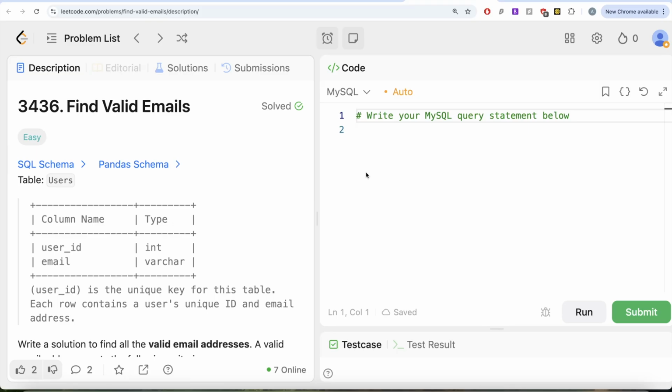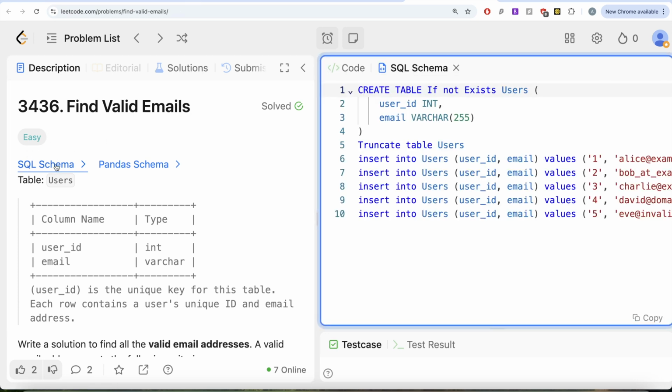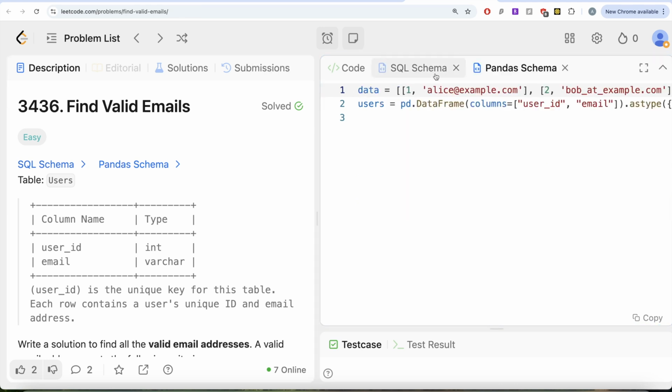This channel, Invalid Science, is all about trying to learn various concepts of data science by practicing a lot of questions. In this video, we are going to solve this question on LeetCode regarding find valid emails. The difficulty level of this question is easy, and I'm going to share the SQL schema as well as the Pandas schema in the text box below.